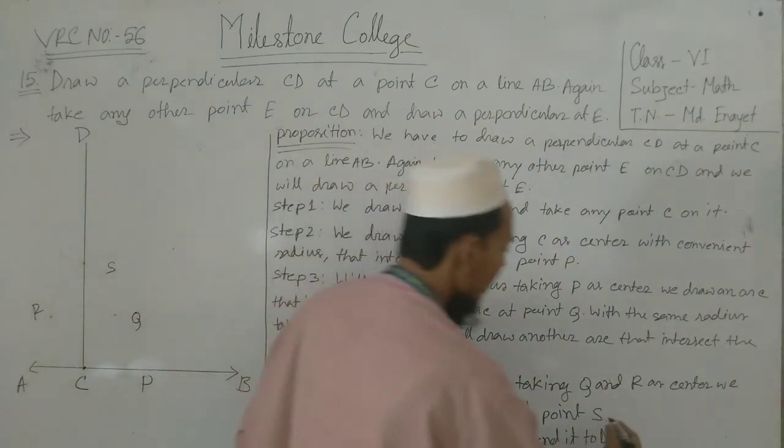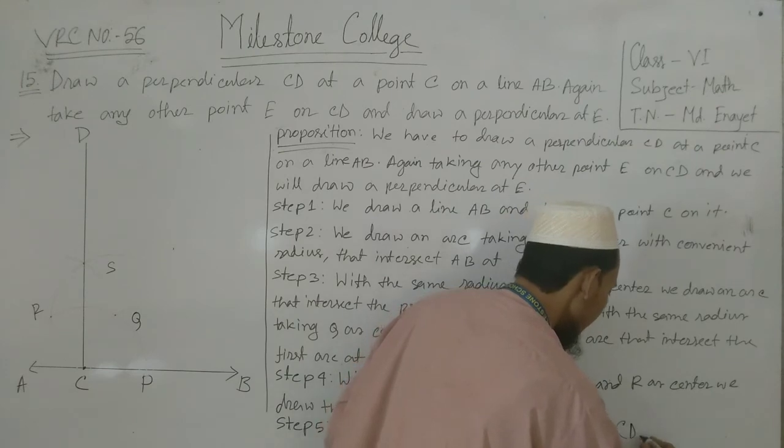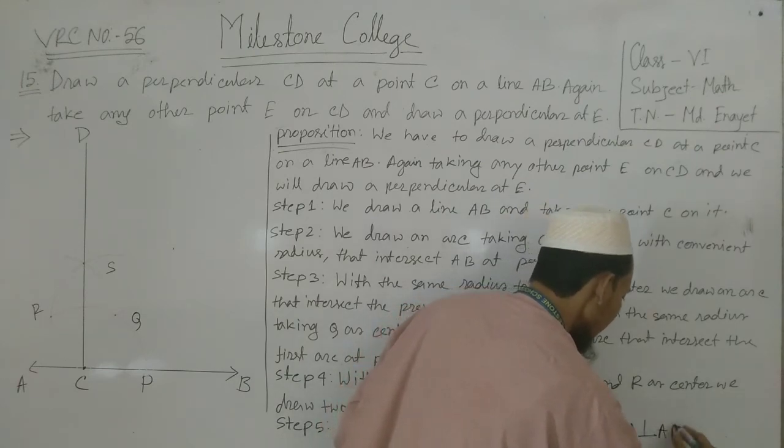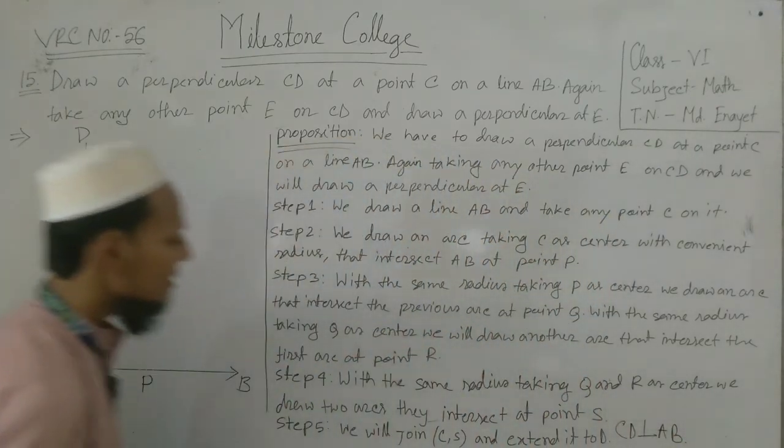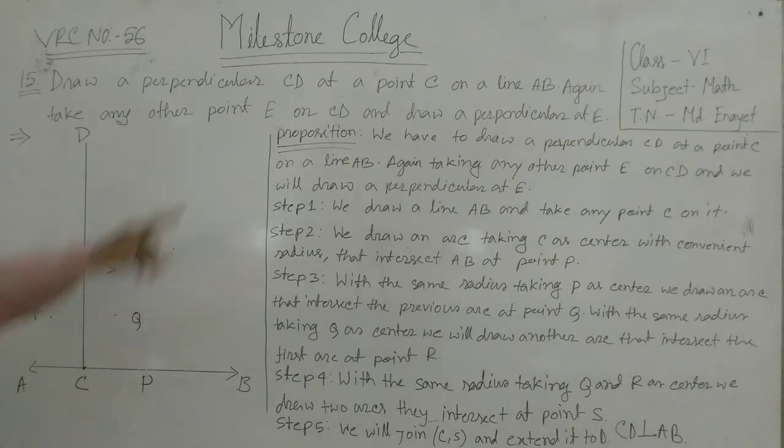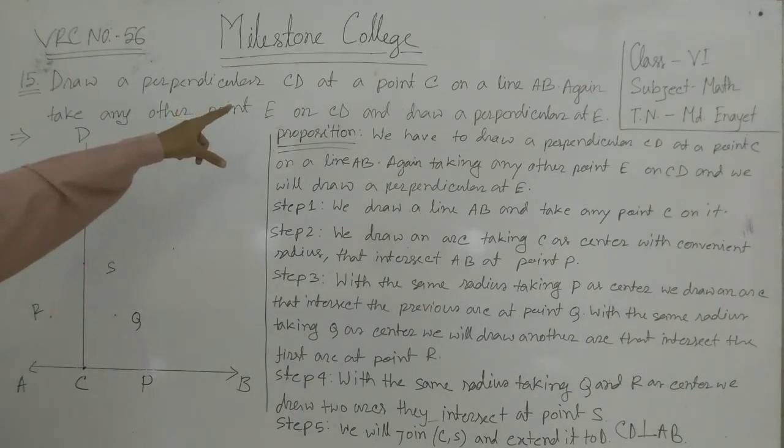So, in short we can write here like that, CD is perpendicular on AB. So, my dear students, this was the first part, that we have to draw a perpendicular CD at point C on a line segment AB. I hope all of you have understood this part clearly.